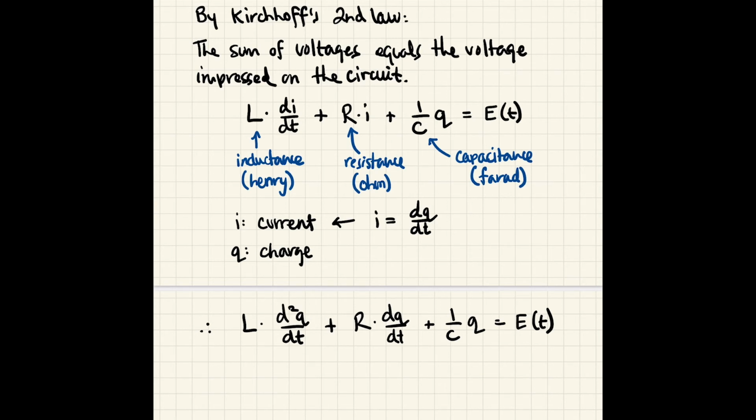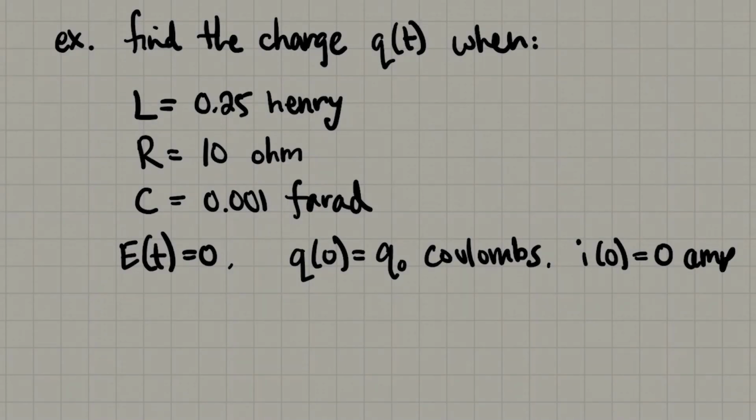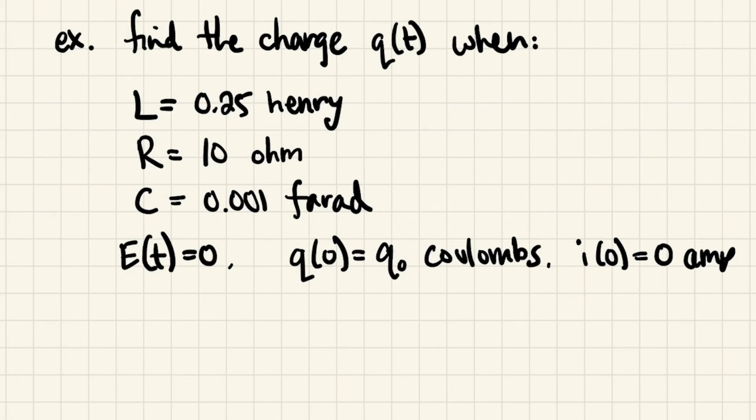And let's look at a specific example where we have given information. Okay, so here we're going to find the charge, meaning we're going to solve the differential equation with the following given information. The inductance is 0.25 henries, resistance is 10 ohms, the capacitance is 1,000th of a farad, and we have an initial charge as well as Q prime, which is of course current here.